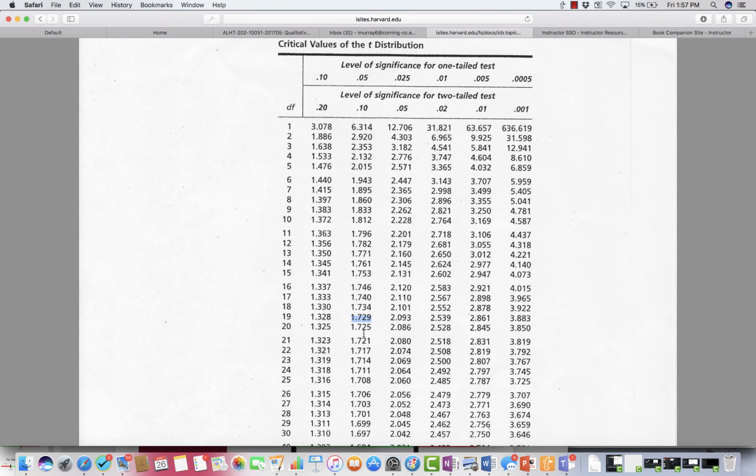Lastly, if you're running a two-tailed test, maybe I'll take the same sample size and change it to a two-tailed test. Keep in mind you have two critical values, one positive, one negative, both with the same numeric value. The rest of the steps in the hypothesis process remain the same.